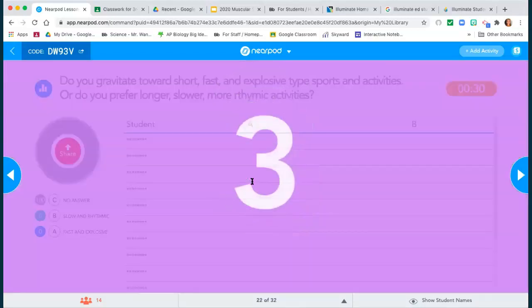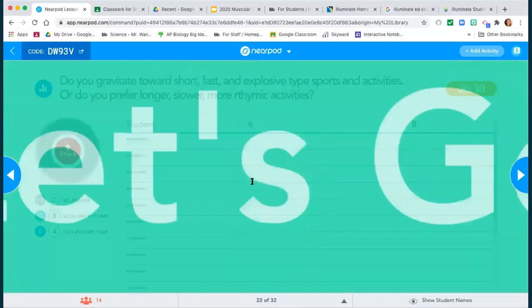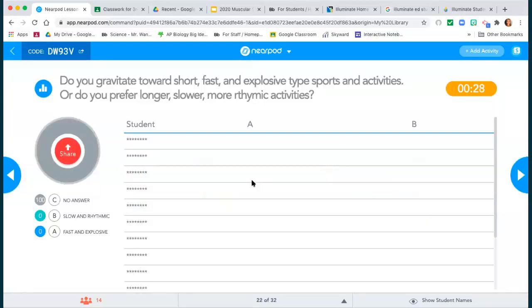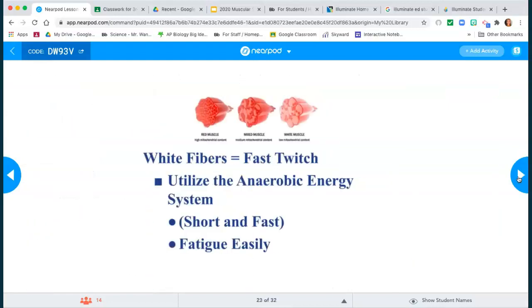Here's another question for you. If you were to do some sort of physical activity, would you prefer to do something short, fast, explosive? Is that fun for you? Or do you prefer to do long, slow, more rhythmic activity? So there are red and white muscle fibers. You've heard of dark and white meat on your turkey. The dark meat is red fibers and the white meat is the white fibers. We are genetically programmed to have a greater portion of one or the other or an equal amount.